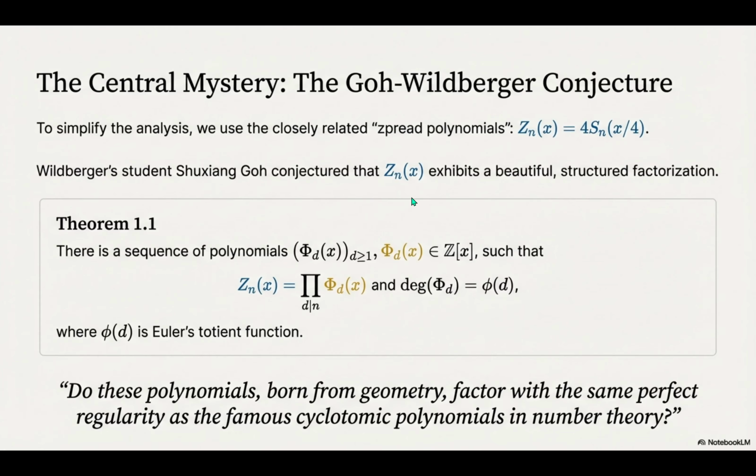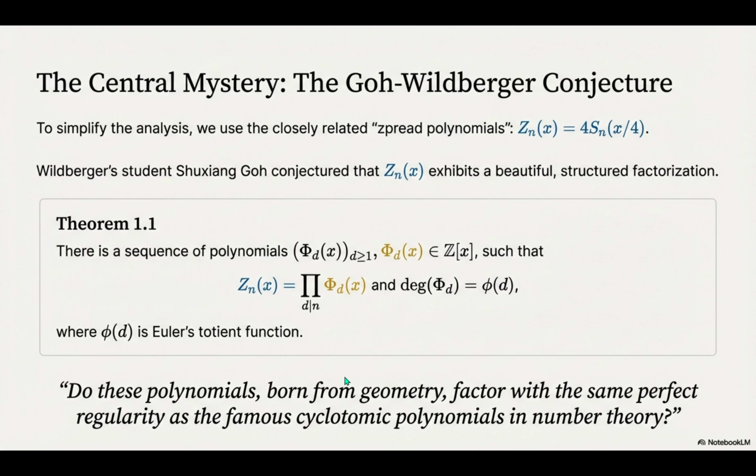That was the hunch. Shuxiang Go, who was Weilberger's student, conjectured that Zn of x factors in this beautiful, regular way over its divisors. Specifically, that the degree of each factor is determined by Euler's totient function, phi of d. Euler's totient function. Okay, for anyone listening who's a bit rusty on their number theory, what does that signal? It signals a predictable, almost perfect structure.